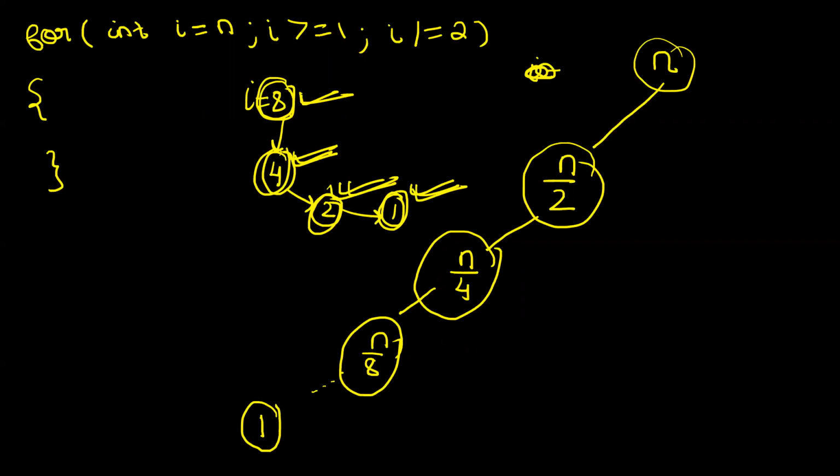And take the value of I equal to 16. How many times will the loop run for I equal to 16? Can you help me? 5 times. Okay. So I just want to compute how many times my loop is running, right?